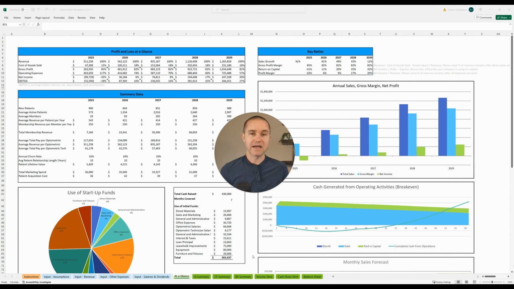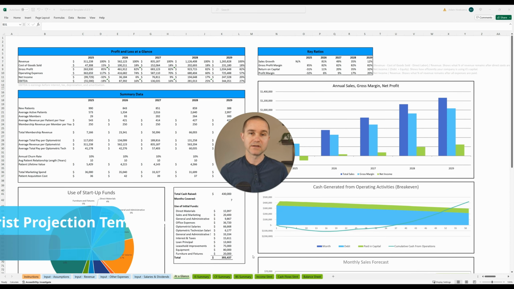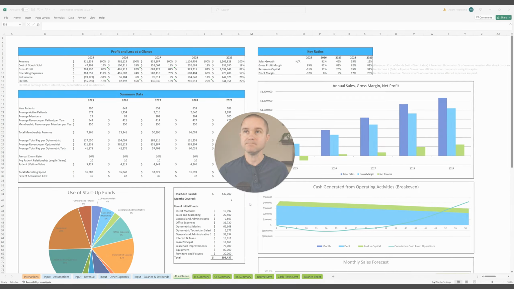And so we built out a library of 100 or so financial projection templates for all sorts of different industries and business types. And today we're specifically focused on this optometrist template. So I'm going to walk you through this now and show you how it works.